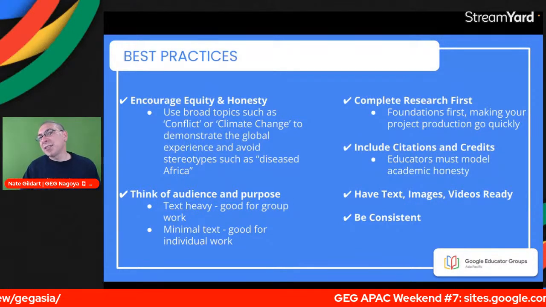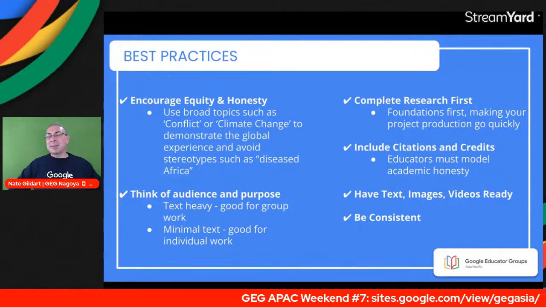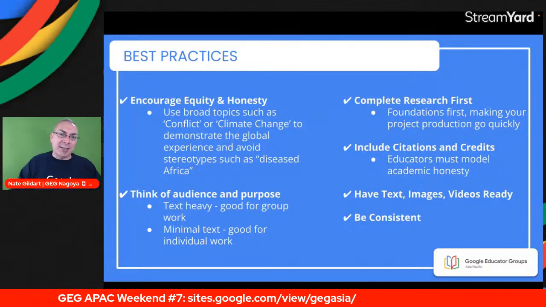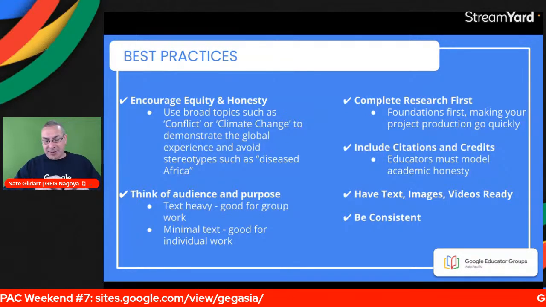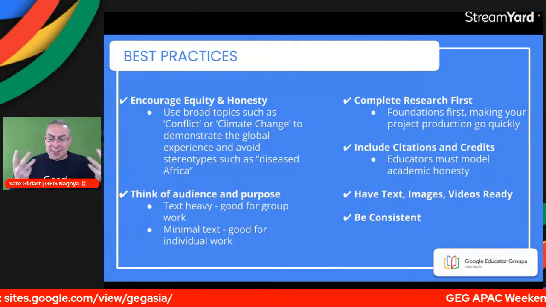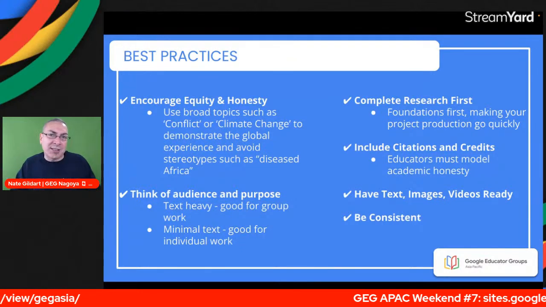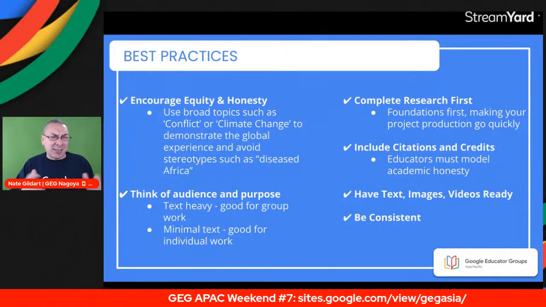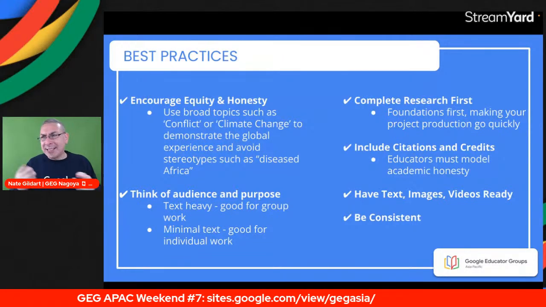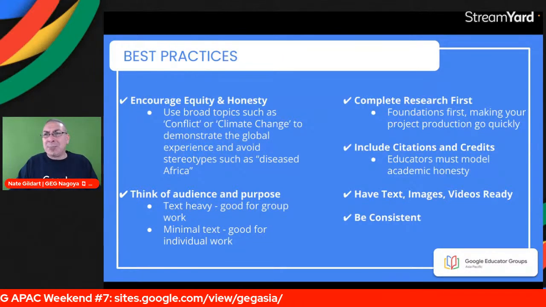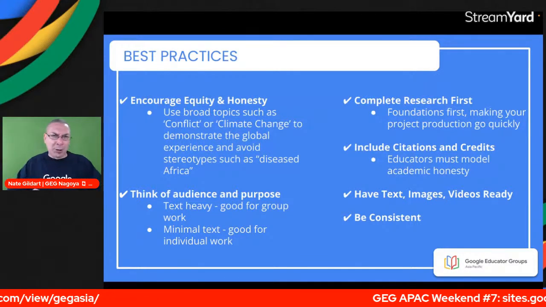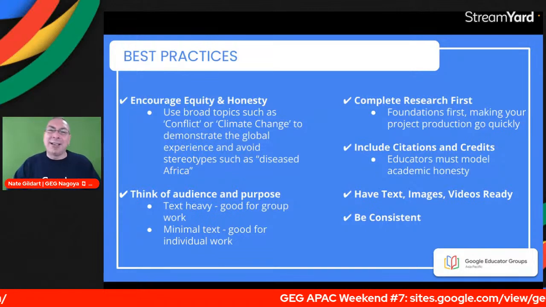We should talk about these things with our students, especially when they're creating content. We want them to avoid stereotypes, things like conflict. It's a topic that I often come across in my lessons and my classes. Conflict happens everywhere around the world. It takes different shapes and forms, but we want to be careful not to say that civil war only happens in these places, or that kind of thing.